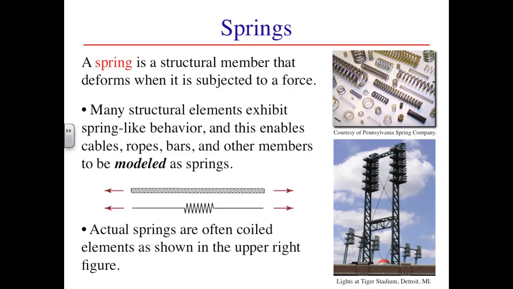Our primary interest will be in linear springs, those springs whose deformation is proportional to the applied force. Many springs are coiled structural elements, as shown in this figure in the upper right, and are represented schematically by the sawtooth-shaped symbol shown here, an approximation of how the helical spring looks when viewed from the side.